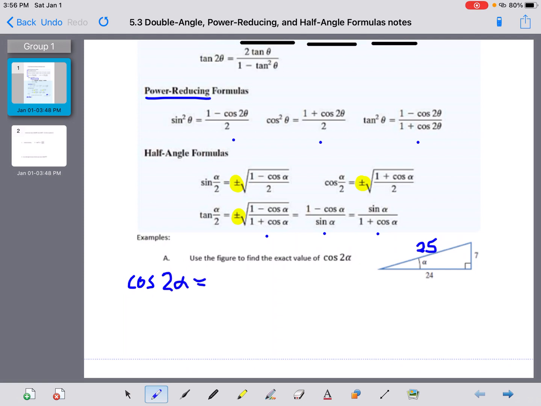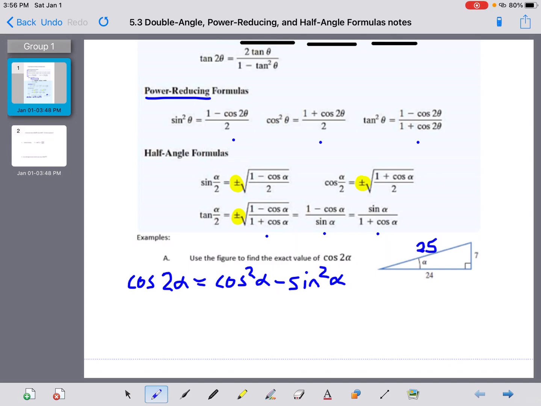I'm going to choose the first one, which is cosine squared alpha minus sine squared alpha. Just to give you a feel for where we're getting these values. You could choose either of the other 2, and our final answer should be the same. Obviously, the work will look different, but the final answer should be the same.